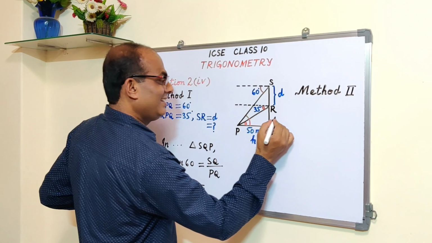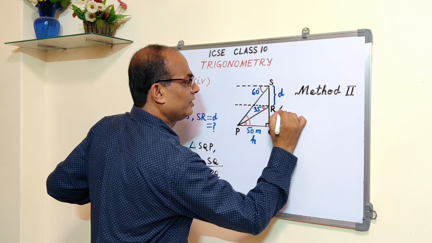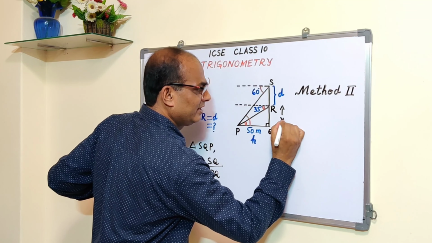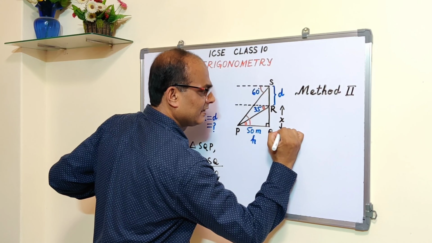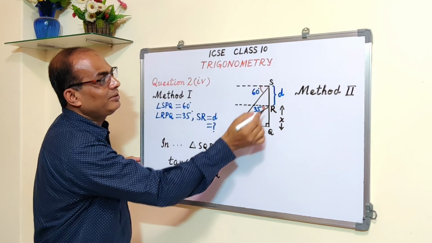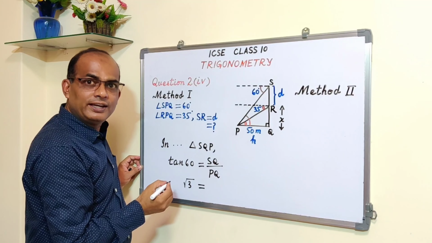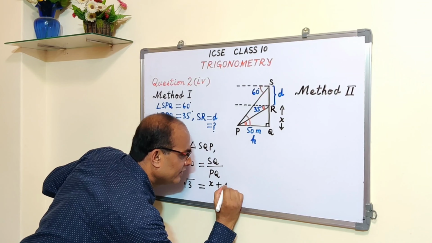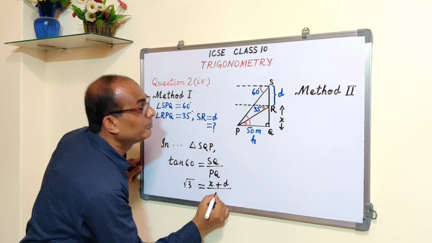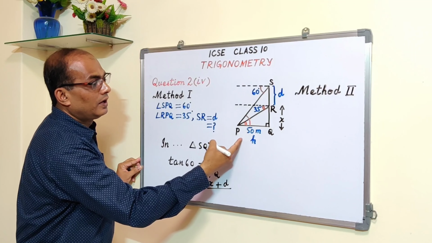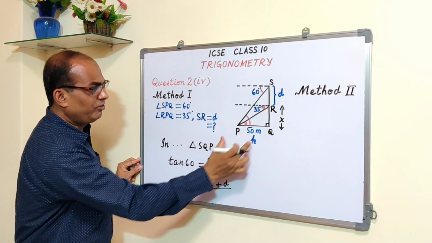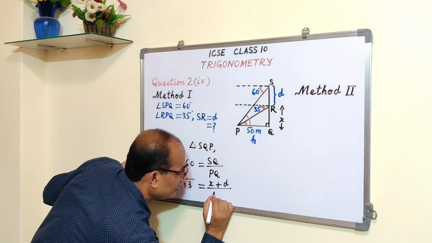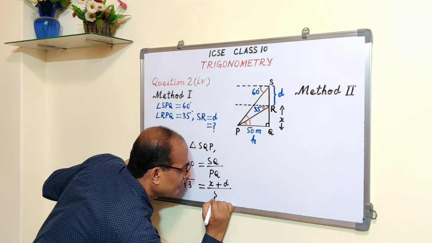If you call this as X, from here to here, that will be easier than this. If we call this as X, then can we write down SQ as X plus D? We can. So X plus D, and whole divided by PQ, which is 50. PQ is given 50.